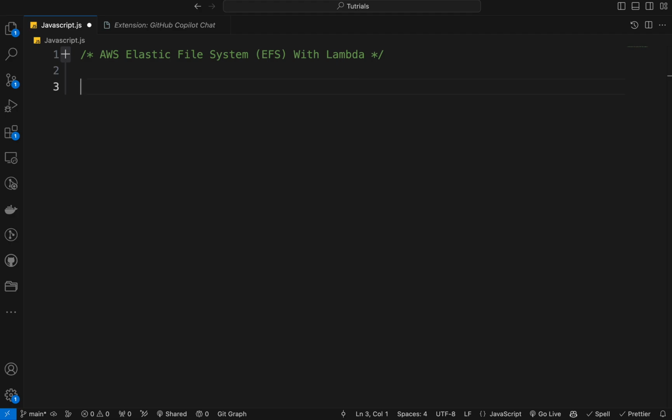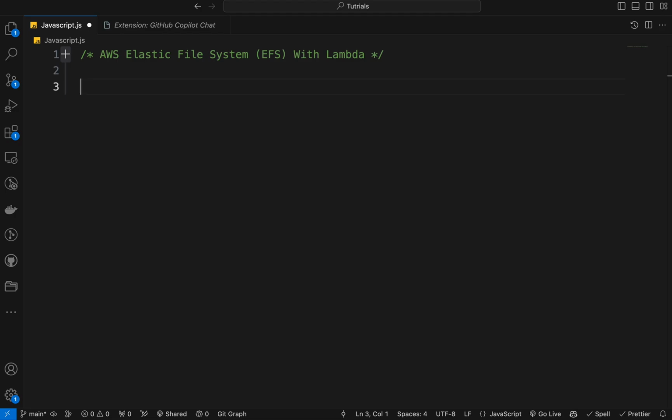So, using AWS Elastic File System, EFS, with Amazon Lambda, allows your functions to securely read, write, and persist large amounts of data at low latency. This integration extends the storage capabilities of Lambda beyond the default ephemeral storage limit, and enables a new pattern for serverless applications such as sharing data across function invocations and processing large files.